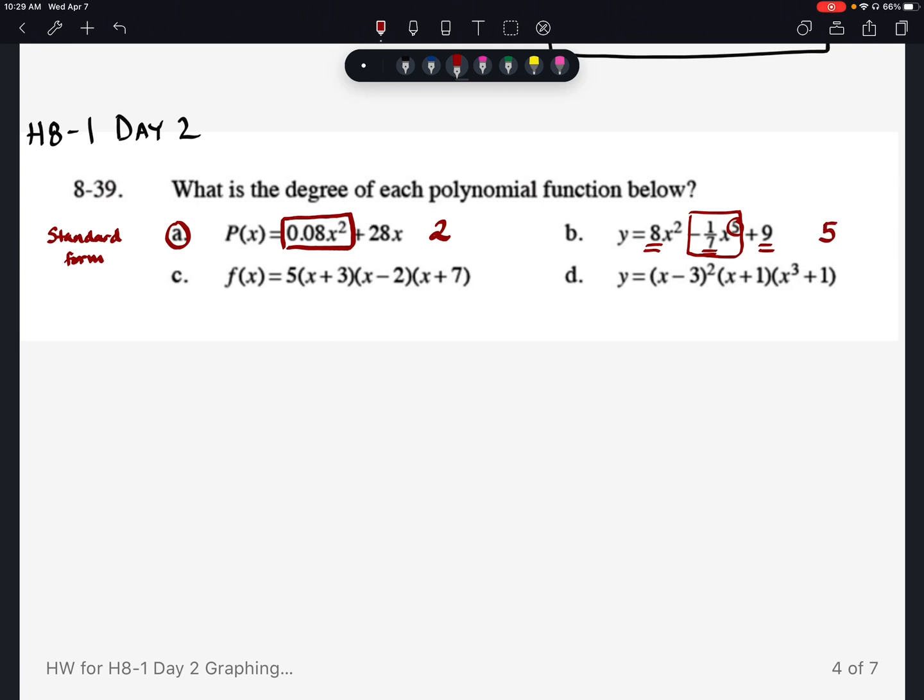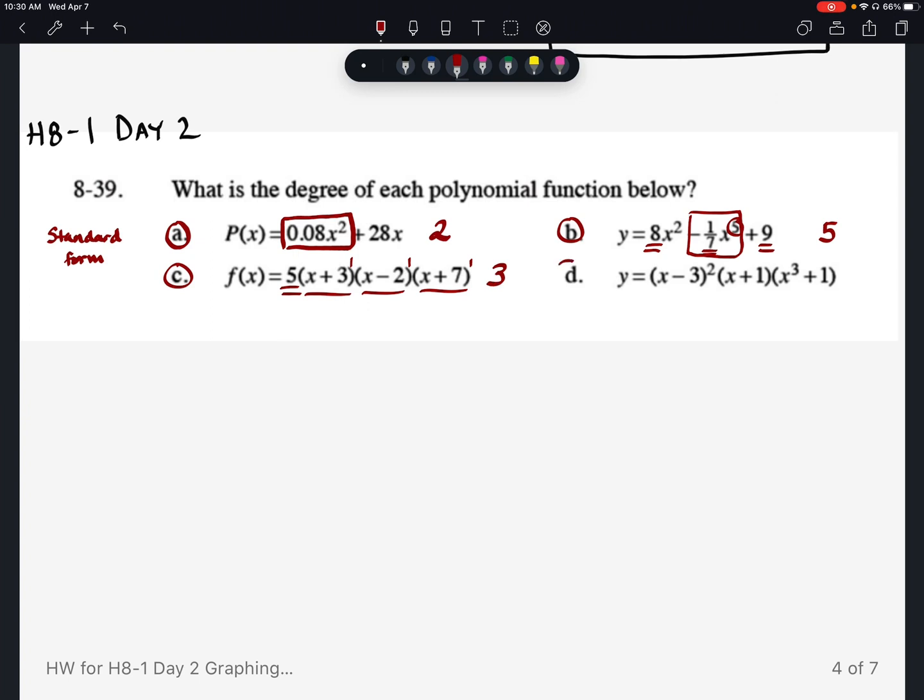Letter C, f of x equals 5 times the quantity of x plus 3 times the quantity of x minus 2 times the quantity of x plus 7. Occasionally you run into a problem where there is no one dominant term, so you have to count up your degrees. So for C, we've got this factor, this factor, this factor. Now 5 is just a stretch factor. It's not going to have any influence on our x values. So when we're thinking about the overall degree, if I multiply this times this times this, I'd have an x to the 3rd power, which means that our degree here is going to be 3.